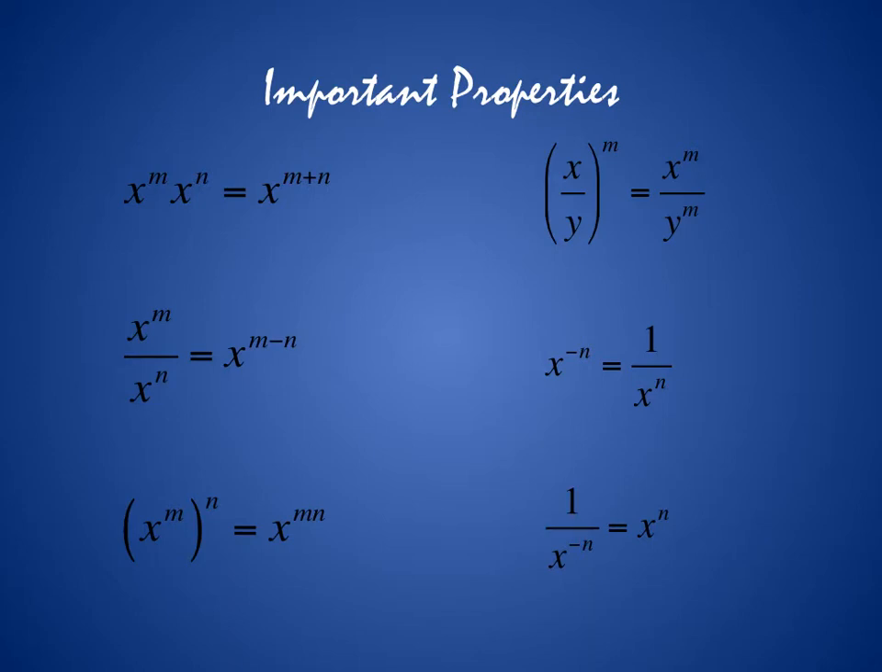Now, if we have a negative exponent, we're going to make that exponent positive by bumping it down to the bottom. When you move it down to the bottom, or the denominator, the exponent will now become positive. And this last one is basically just saying the opposite. If the negative exponent is in the denominator, you can make it positive by moving it up to the numerator.